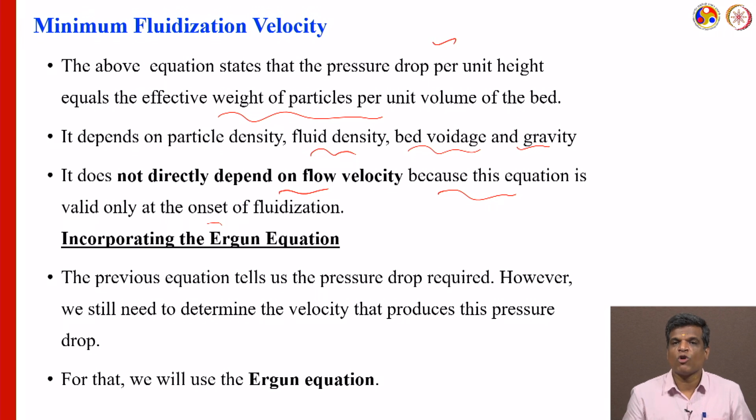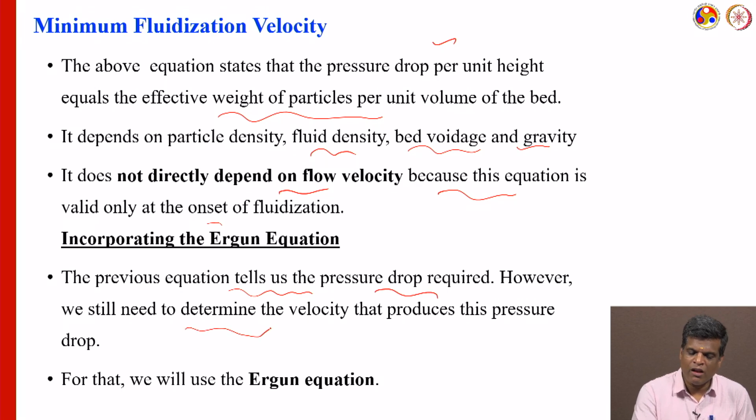So of course, we have to incorporate our Ergun equation. The previous equation tells us the pressure drop required. However, we still need to determine the velocity that produces this pressure drop. So definitely then we have to use the Ergun equation to modify that one.